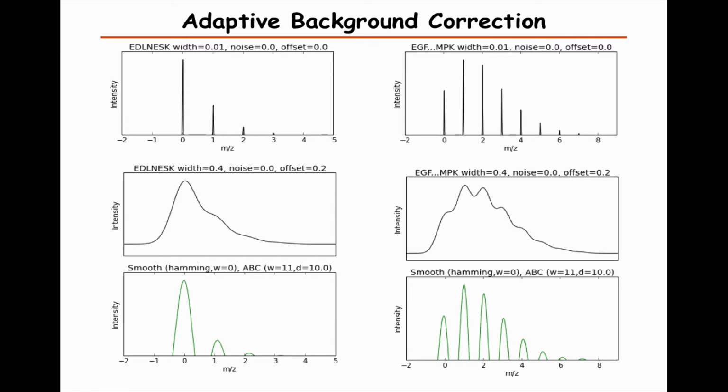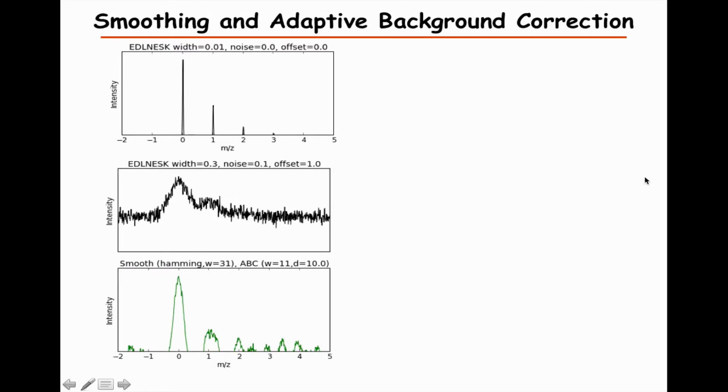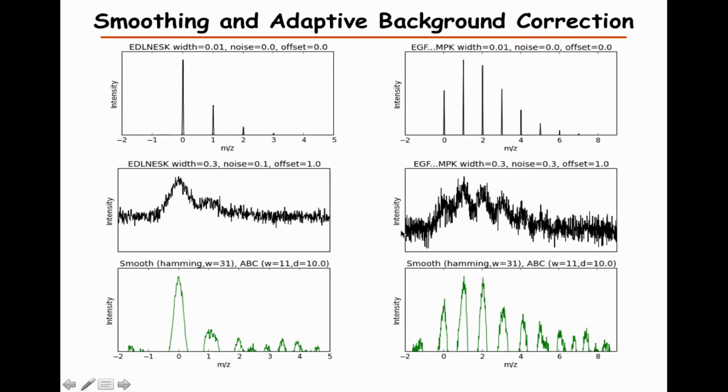And this is just another example of that, where we can separate the peaks, but we distort their positions. And then the same thing with noise. We have the now noisy peak and do adaptive background correction and smoothing to get at least the first few peaks in the isotope distribution recovered.